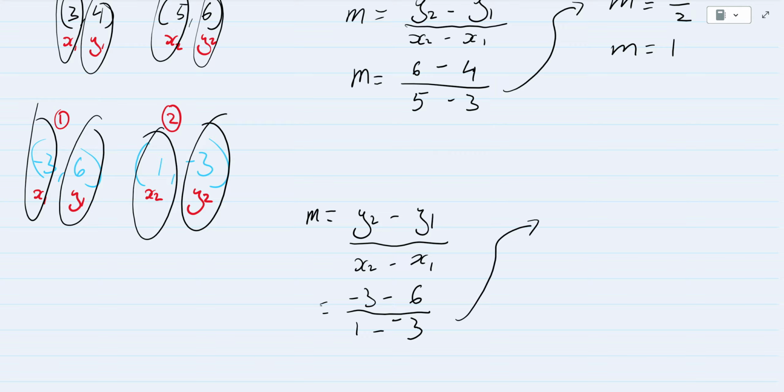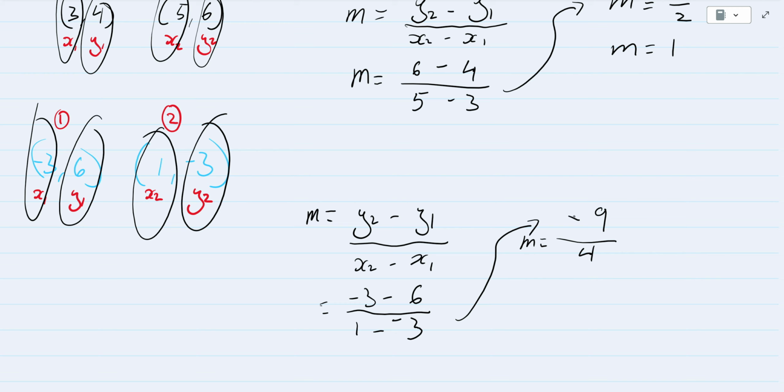-3 minus 6, we're at -3. We're going to move 6 back in the negative direction. We're going to end up with -9. 1 minus -3, negative, negative, positive. 1 plus 3, 4. So then we have -9 over 4, and we can leave that as m equals -9 over 4.